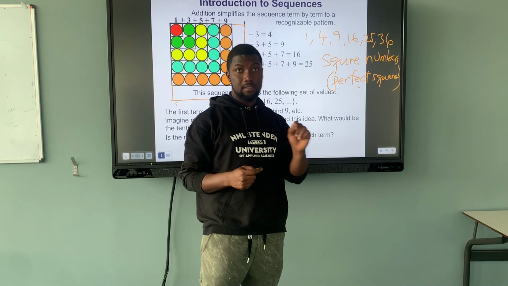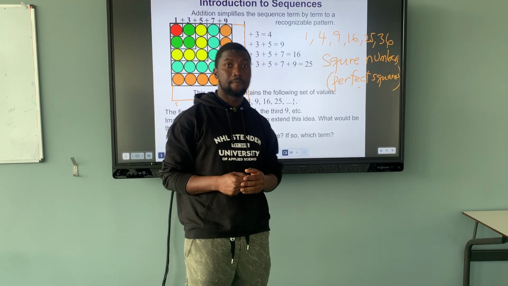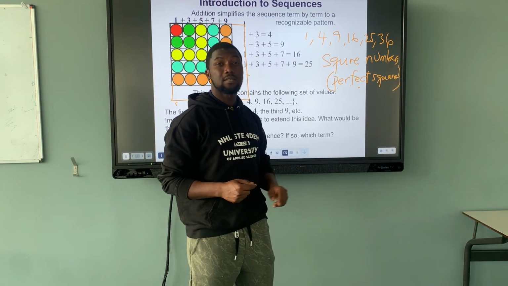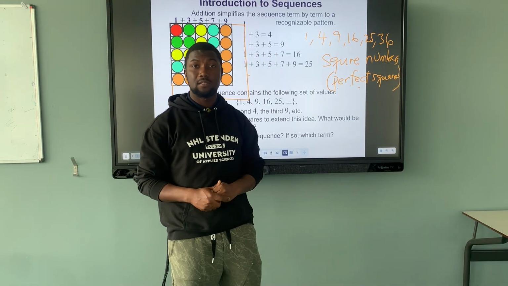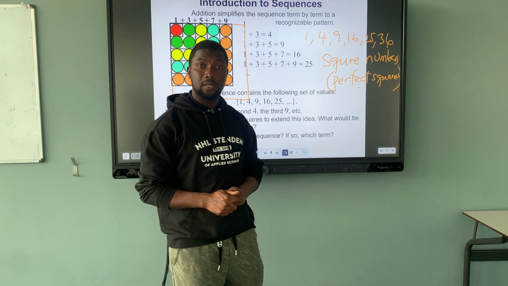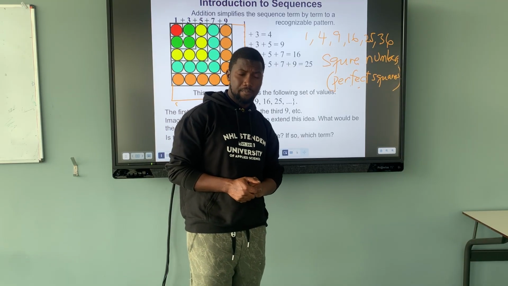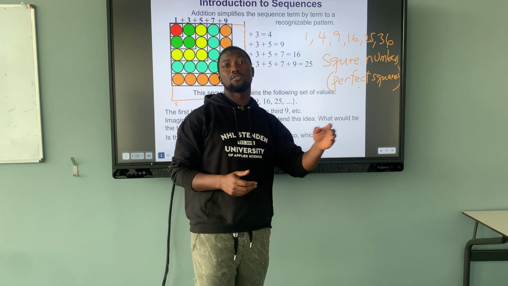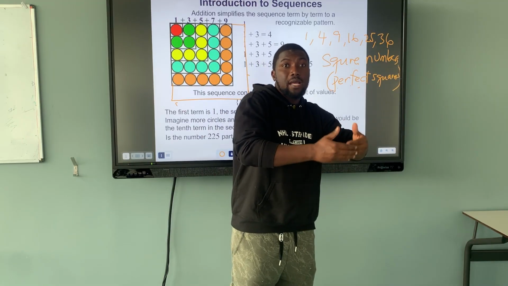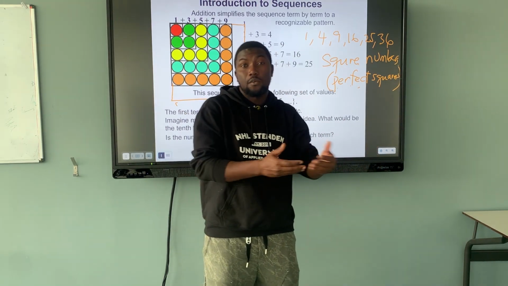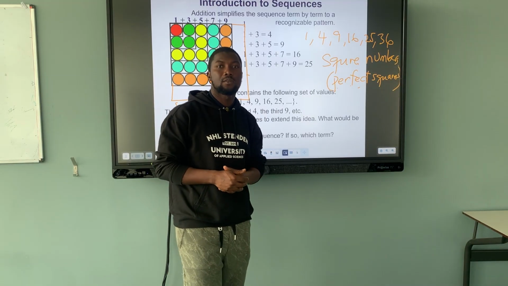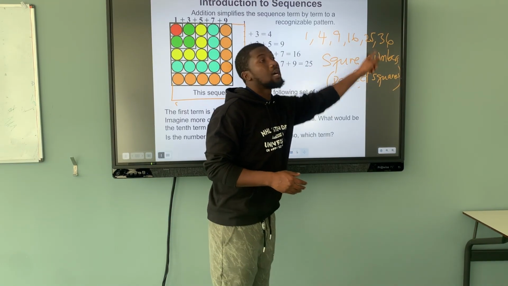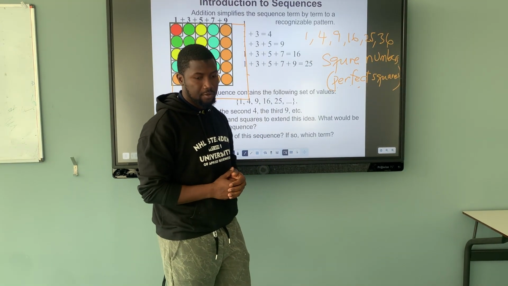3 times 3 is 9. 3 is not a perfect square, but 9 is. 4 times 4 is 16. 5 times 5 is 25. 6 times 6 is 36. 7 times 7 is 49. 64, 81, 100, 121, 144, 169, 196, 225, and so on. Those are perfect squares. When you multiply two of the same numbers, 20 times 20 is 400. 400 is a perfect square. So the first 5 perfect squares that we have are 1, 4, 9, 16, and 25. Those are the first 5 perfect squares.